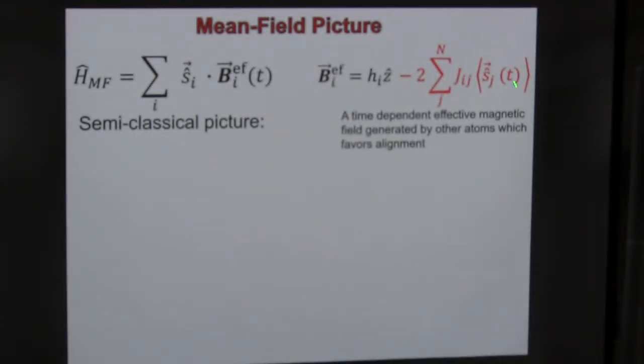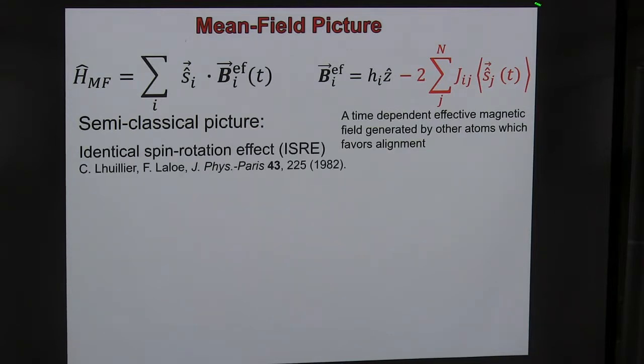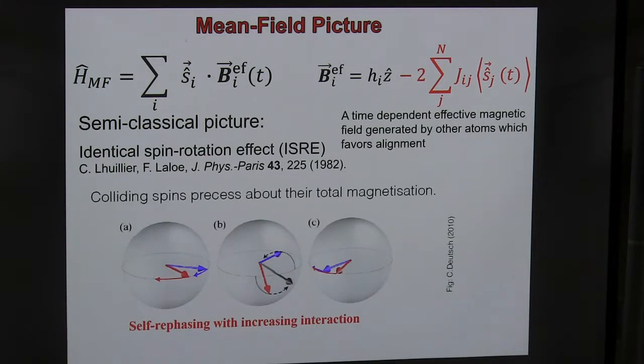So the fact is that this acts as a time-dependent magnetic field that is generated self-consistently and adjusts as a function of time to maintain the atoms alive. This idea of the mean-field picture of the dynamics is also called the identical spin rotation effect, and has been used to describe the synchronization in lithium atoms in these experiments with magnetometers.